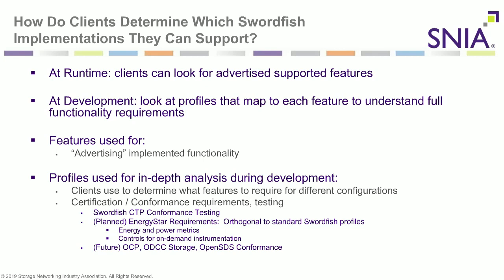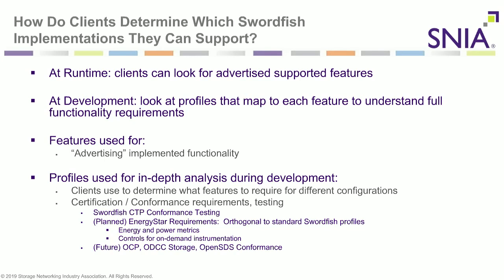side, the provider side, you say, can I advertise that feature? What specific functionality do I need to implement to say I can advertise that feature? From a client perspective, does this specific instance of a system support the feature I'm looking for? And then on the profile side, here's all the details when I'm building the system, when I'm testing the system.